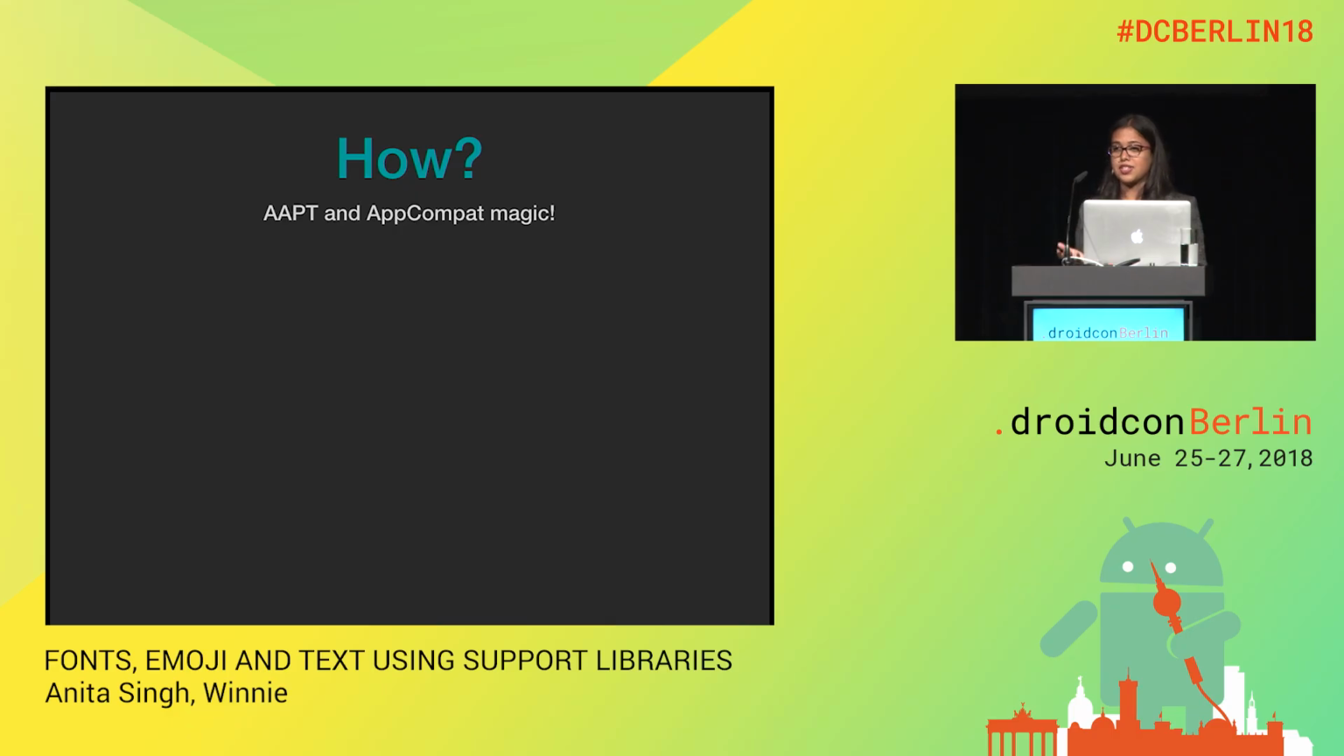So how does it work? It essentially works using aapt and AppCompat. Here, aapt stands for the Android asset packaging tool. So when you compile with SDK 26 and above, we use Android Oreo's version of aapt, which understands fonts and is able to bundle them into resources. And then the support library is able to read the attributes through the AppCompat layout inflation process.